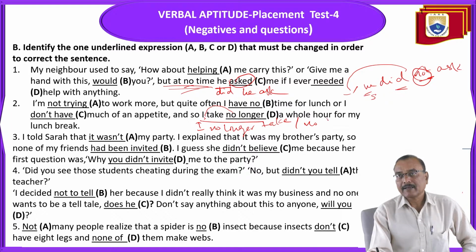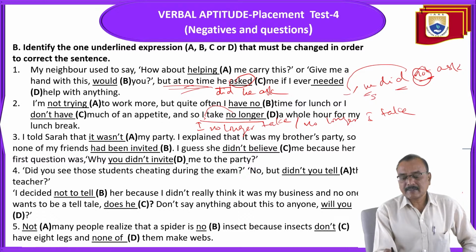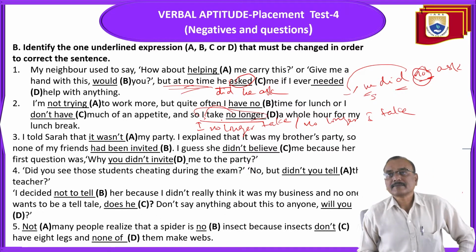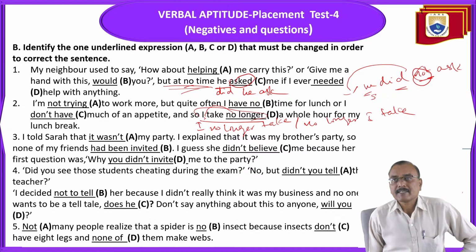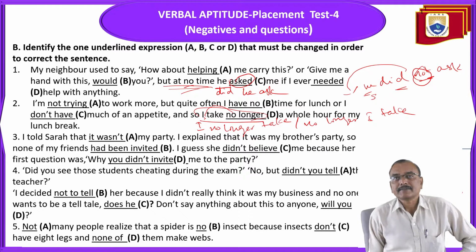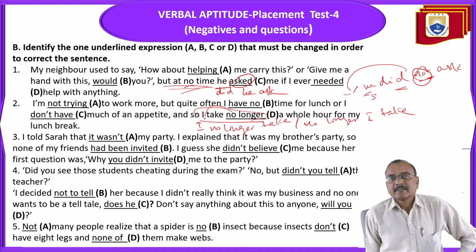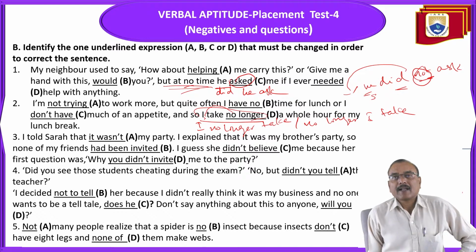No longer I take. So here there is a need of correction. So the mistake is in D. Correction is needed in D. Right? Third one. I told Sarah that it wasn't my party. I explained that it was my brother's party. So none of my friends had been invited.